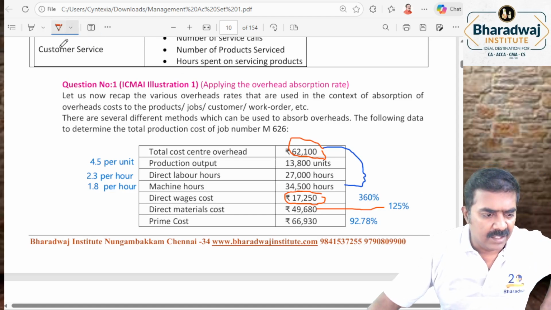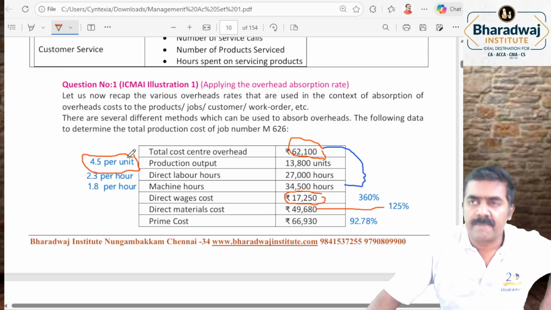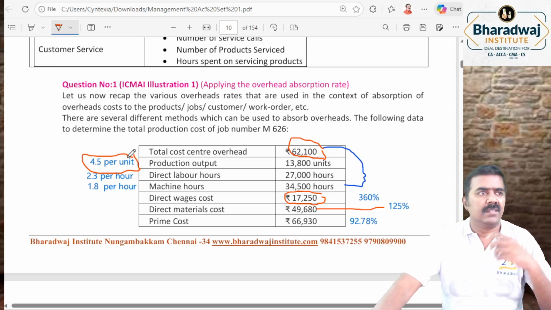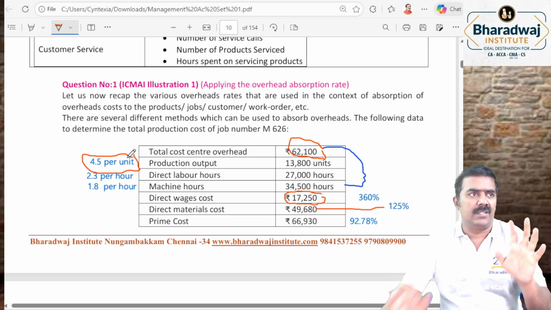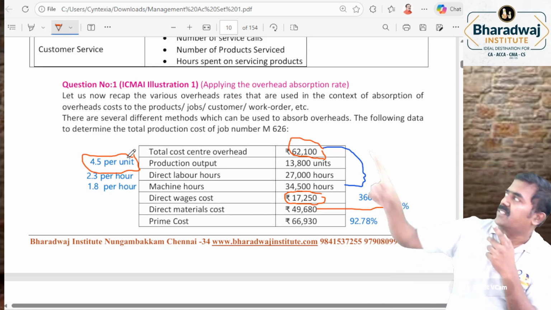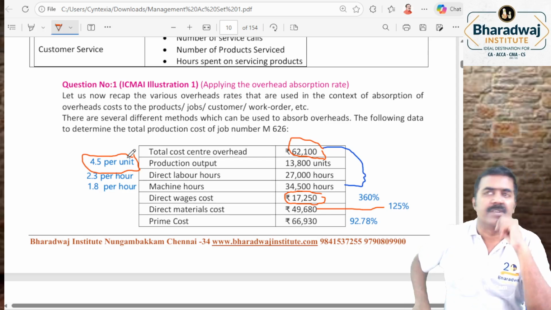Simple. If you are going to charge the customer based on output, how much will you charge for overheads? 4.5 per unit. Otherwise, you are giving an order for production. Pay attention. Material I will charge, labor I will charge. Overheads, how will I charge? 4.5 per unit, if I follow the first method.